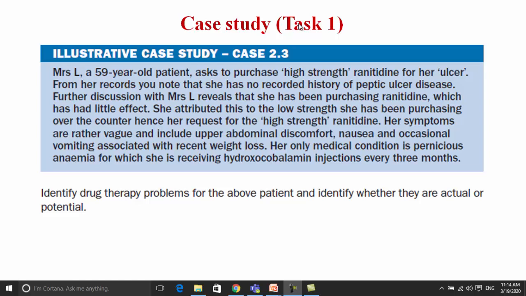Now, this case study is a homework for you, a task where you have to read this case and identify drug therapy problems for the above patient and identify whether they are actual or potential. For this case, it's highly important for you to read it and try to mimic the way we solved the previous case. So please do the homework, and if you have any question about this case, please don't hesitate to ask me by sending a message or an email through the e-learning or the email system provided by Zarqa University.